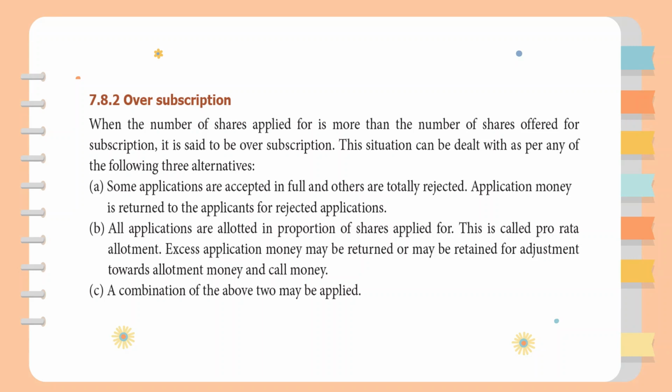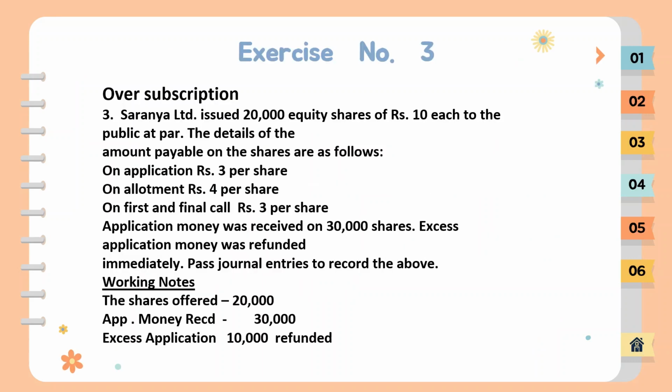The third stage is a combination of both the first and second types. They will reject a few applications and the remaining excess application money will be adjusted towards the allotment. So like that. So we'll see the first method.